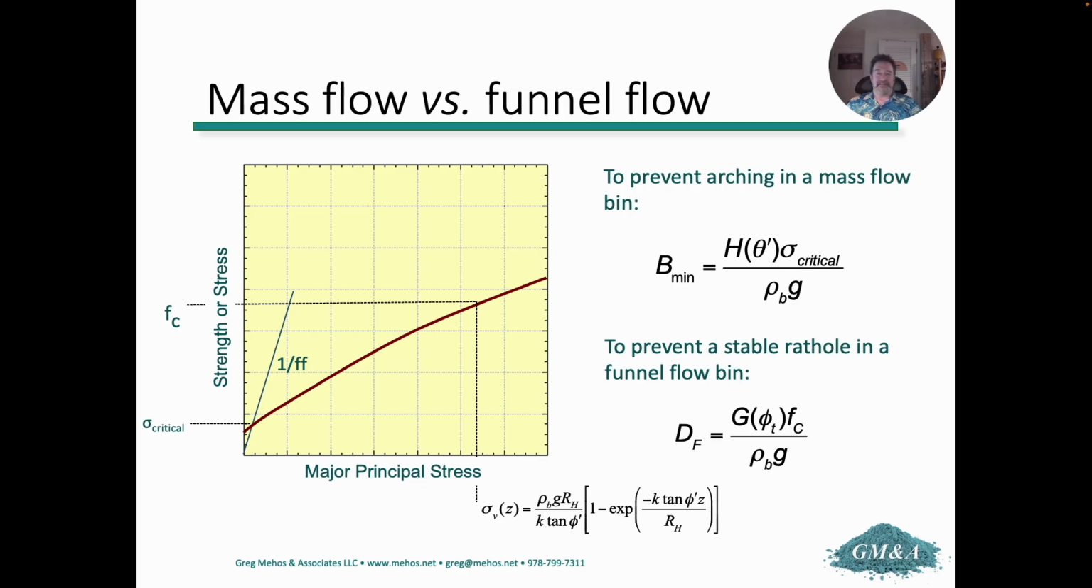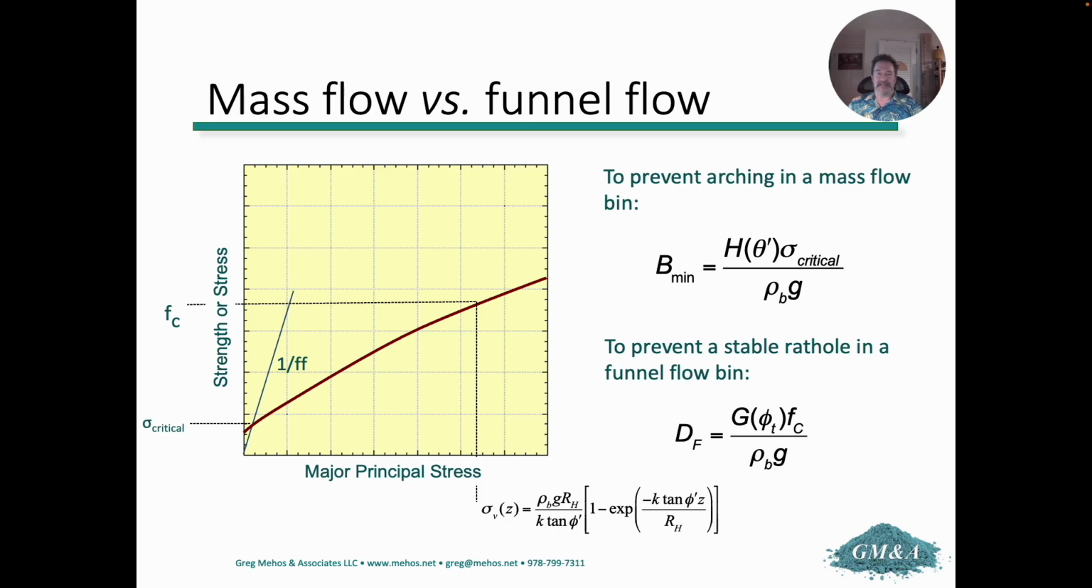The value of the cohesive strength is the maximum strength of the rat hole, which is what you calculate for the stress given by the Janssen equation, again divided by the bulk density. So you can see that can be a rather large number. So that's why you often want to have mass flow.